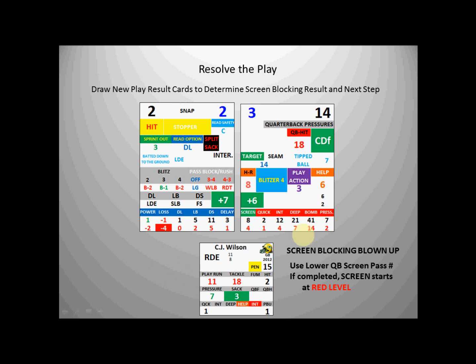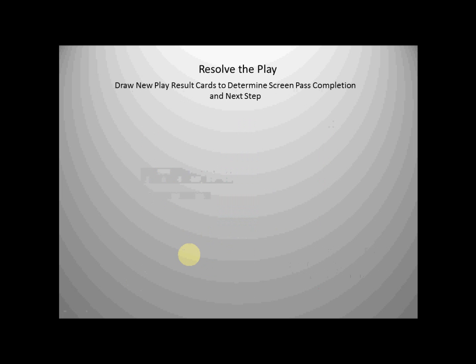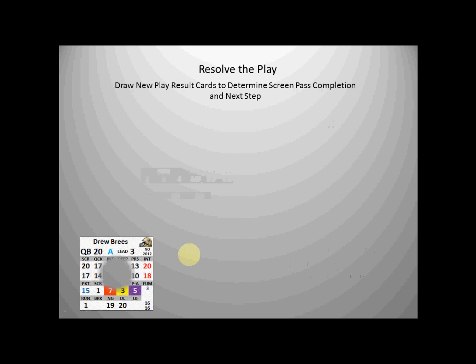And if it's completed, then the screen play is going to actually start here at the red level. So again, C.J. Wilson blows it up, lower screen pass number for Drew Brees, and if it's complete, it's going to start here at the red level. So let's see how this ends up.